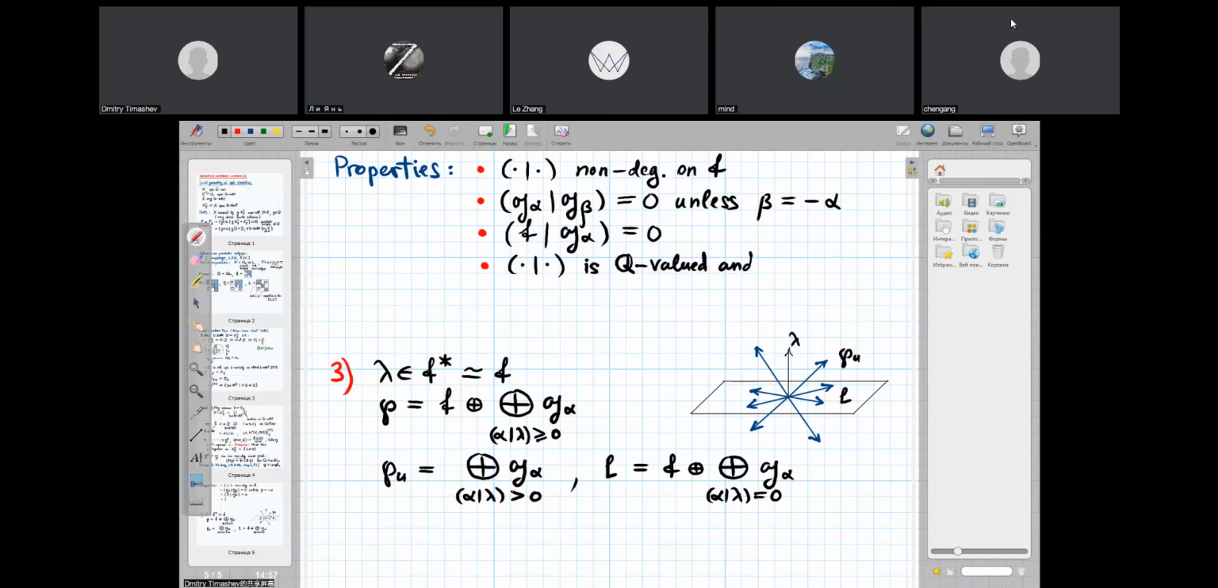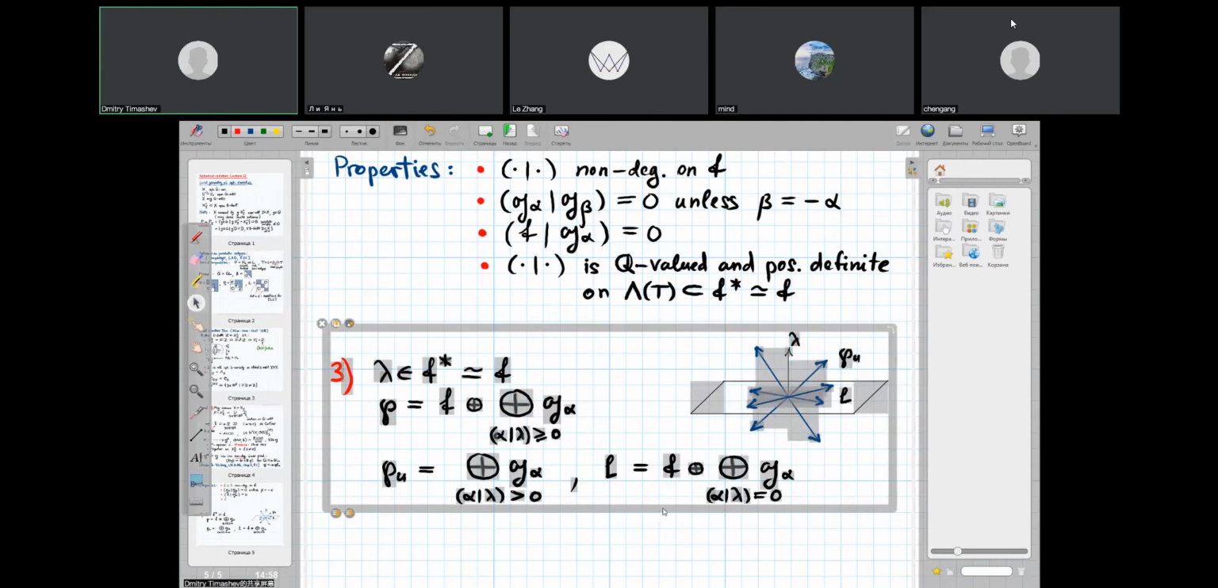and positive definite on the character lattice of T, which can be viewed as a sublattice in T star, which is identified with T by this inner product. Yes, this is an important observation. Thank you for this comment. And therefore, these inequalities make sense. Okay? Okay, thanks.